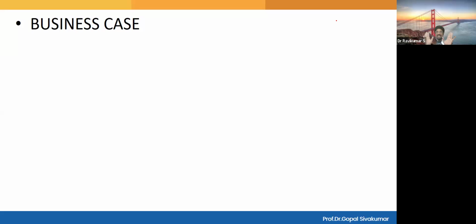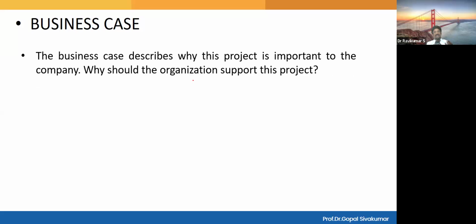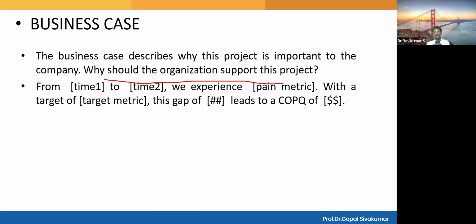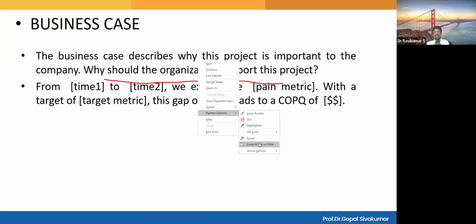That's it. What he said is correct. Why do I have to choose this project? What benefit is this project going to bring to my organization? Why do I have to support this project? Why does my organization have to support this project? So this is what you have to explain in the business case.